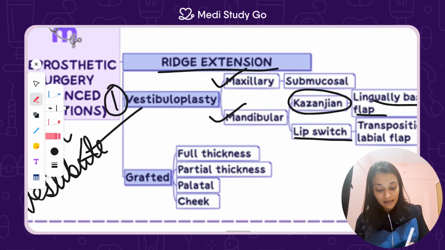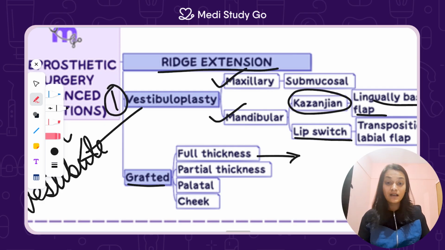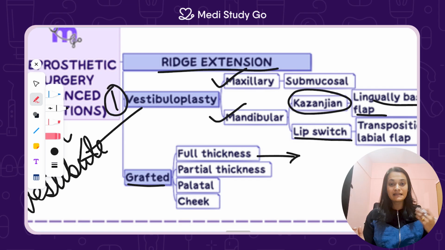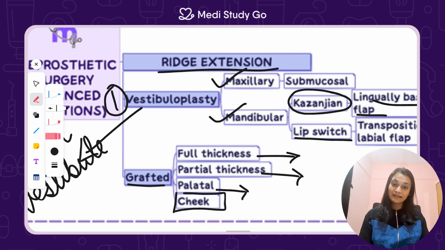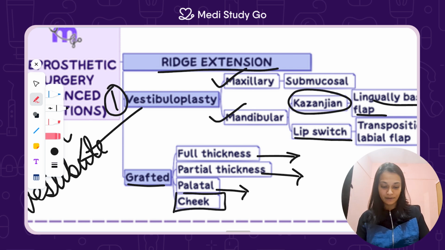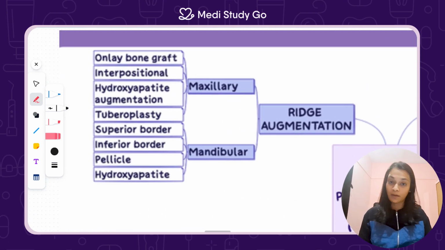Or there can be grafts that can be placed. So full thickness means all the layers of dermis and epidermis. Partial thickness would mean that epidermis along with some amount of dermis would be taken. There can be palatal mucosa that can be taken, or the buccal mucosa that could be used to deepen it. Then there is a technique of ridge augmentation.